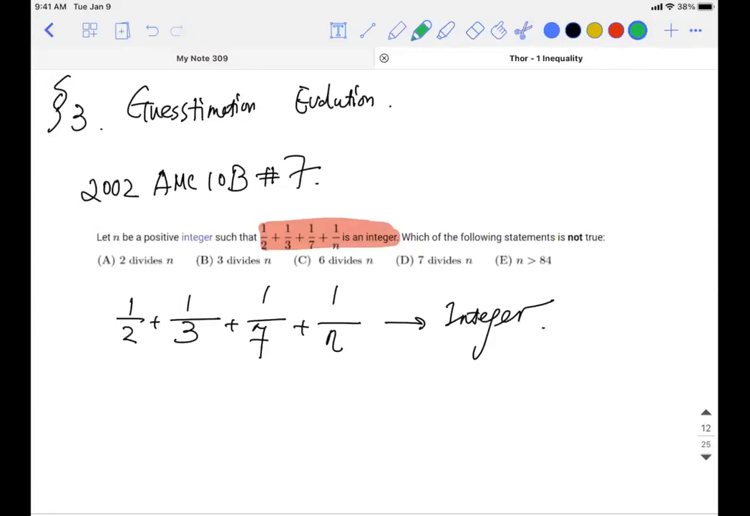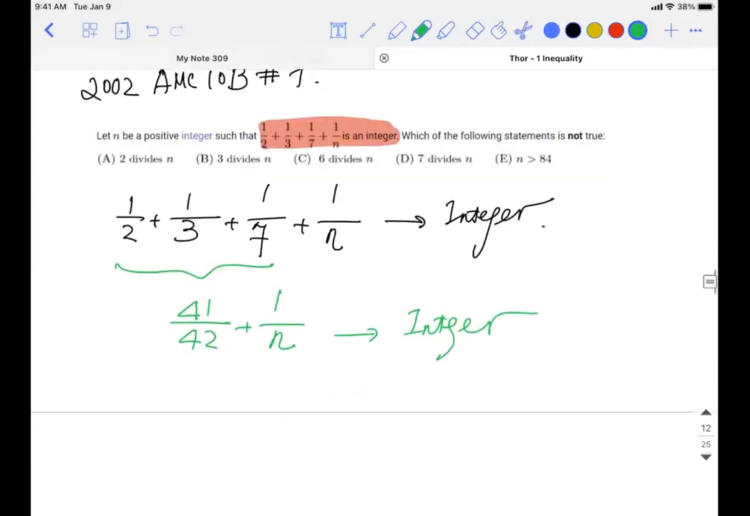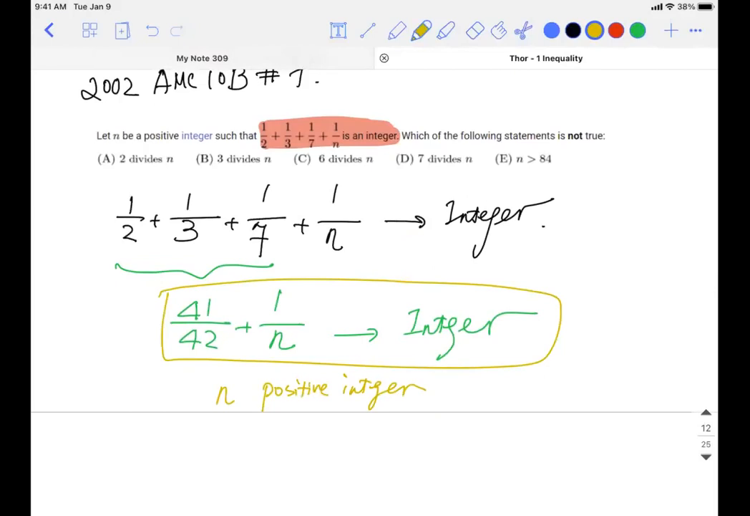So for such a problem, don't panic. Do a quick calculation. This is 41 over 42, right? Plus 1 over n. You want this to be an integer. Think about it. n is a positive integer, right? n is a positive integer, and you want this to be an integer. Are there a lot of options, or are there not too many options?